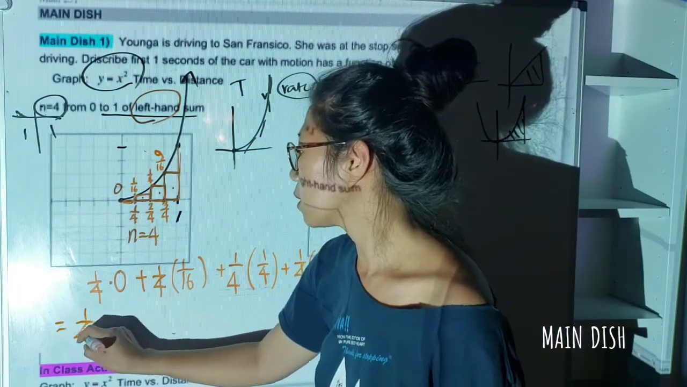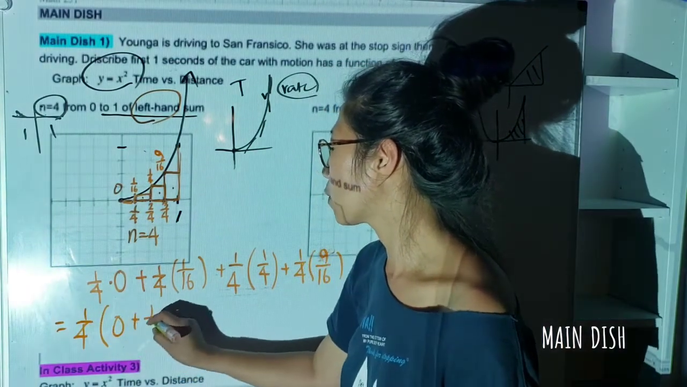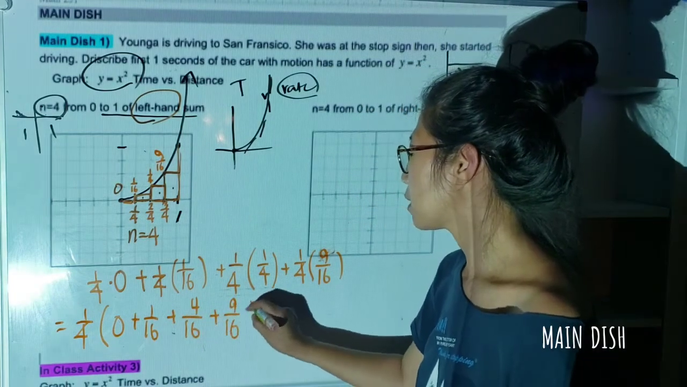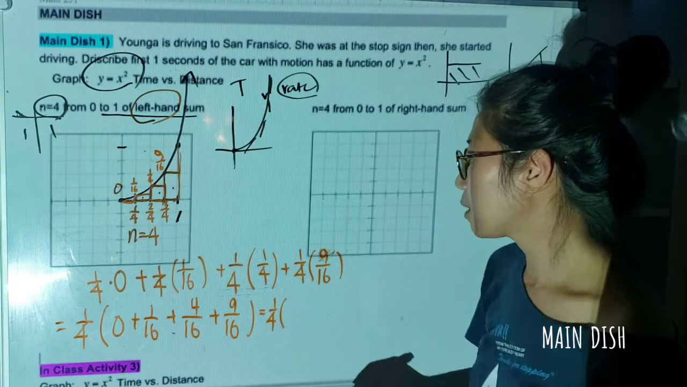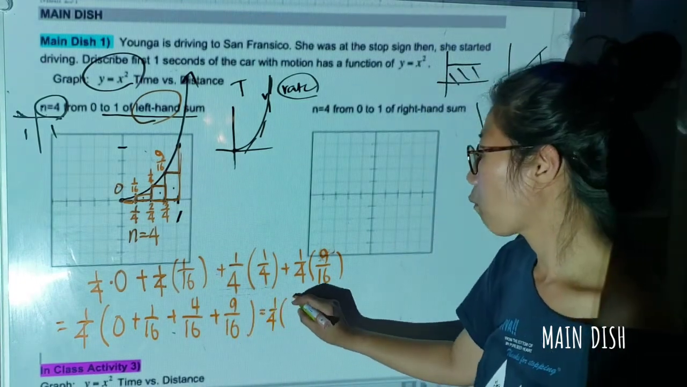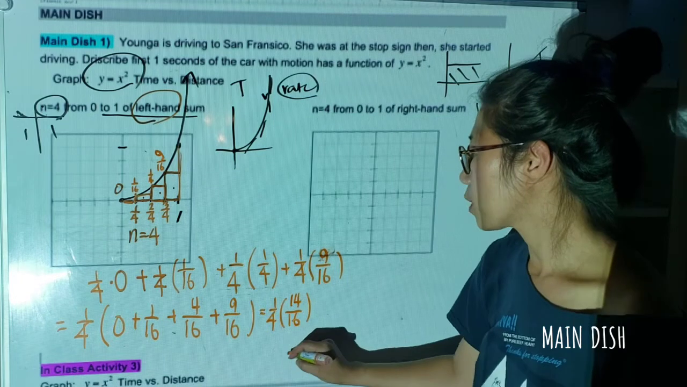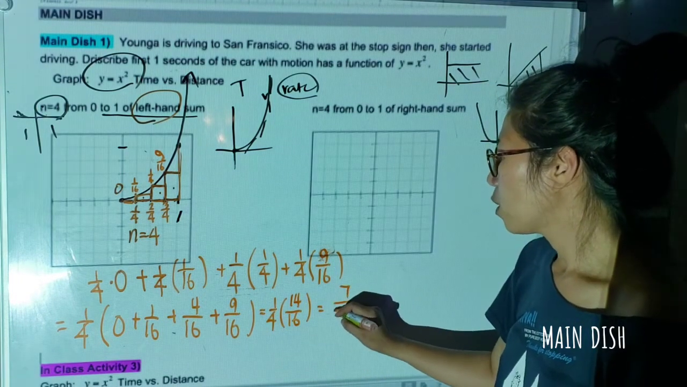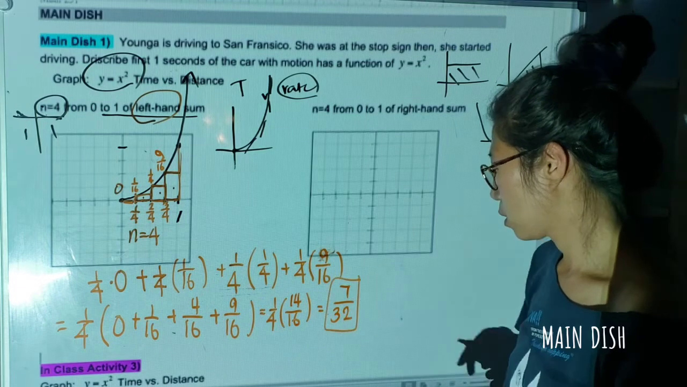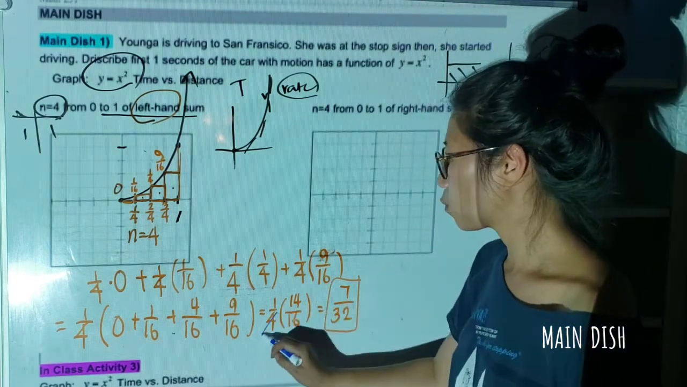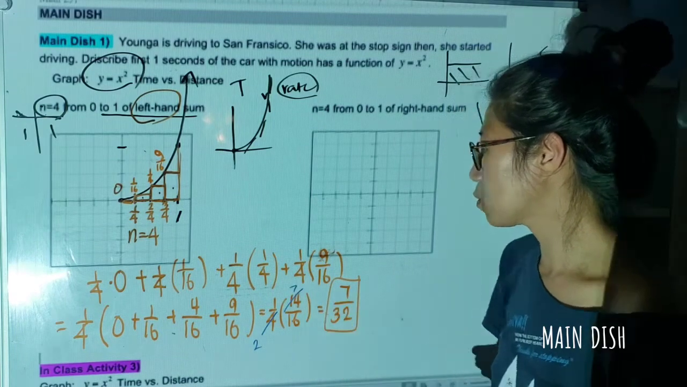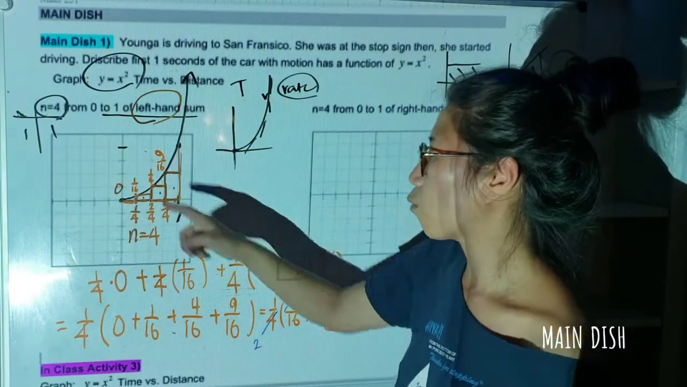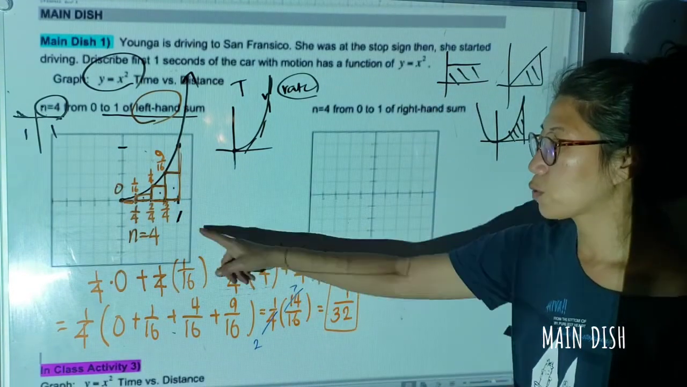But when you add them, it's easier to factor it out. So 0 plus 1 over 16 plus 4 over 16 as a common denominator, plus 9 over 16. And if I add them inside, that's going to be 14 over 16. So we can reduce this carefully. That will give me 7 over 32. What I did, I reduced it. This one is a 2, this one is a 7, so I get 7 over 32. So I know that my area is definitely less than 1, and I got 7 over 32 for this area.